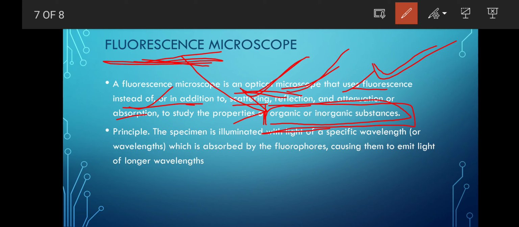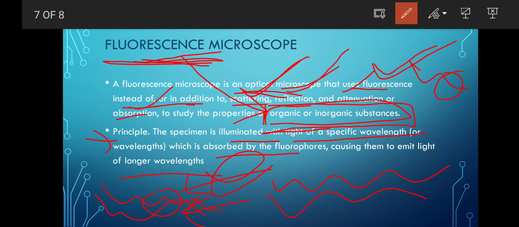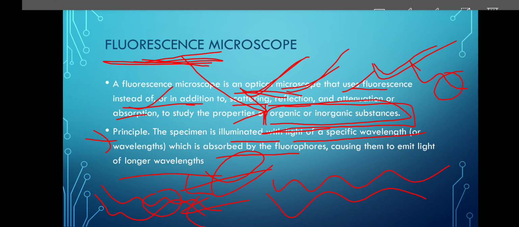The principle is simple: the specimen is illuminated with light of a specific wavelength. That particular wavelength is absorbed by the fluorophore, causing it to emit light of a longer wavelength. So this basic principle depends on the wavelength only. A specific wavelength is passed through the material, and the emitted wavelength we count. That is what it does in the fluorescent microscope.